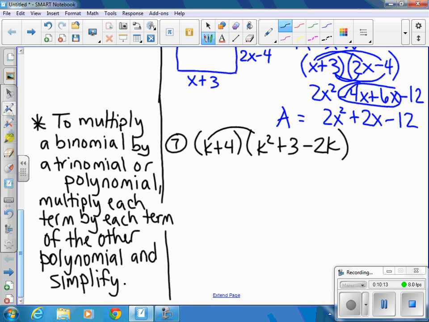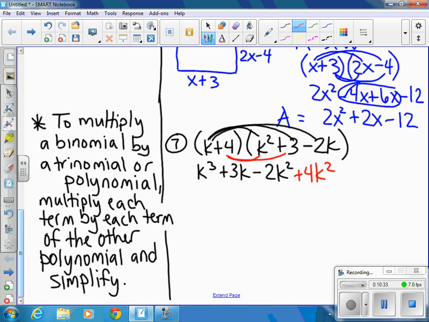If I take k times k squared, I get k to the third power. K times 3 gives me plus 3k. K times negative 2k gives me negative 2k squared. So I'm done with the k, but now I've got to come back and get the 4 and distribute it to everybody. So 4 times k squared is 4k squared. 4 times 3 is positive 12, and 4 times negative 2k is negative 8k.